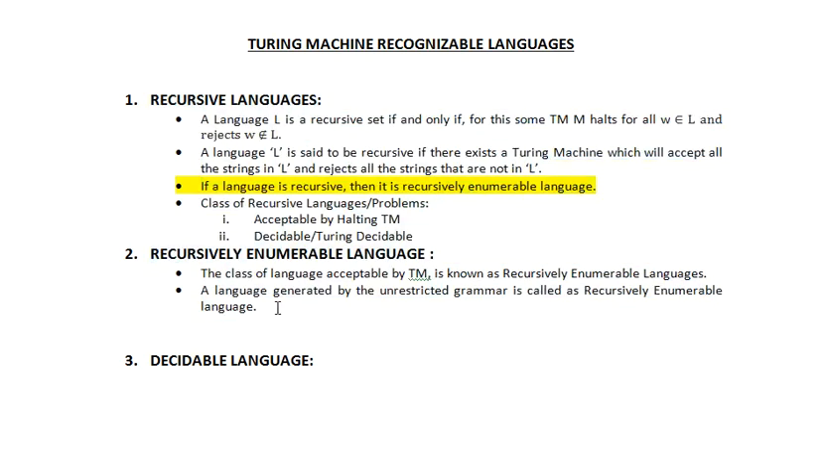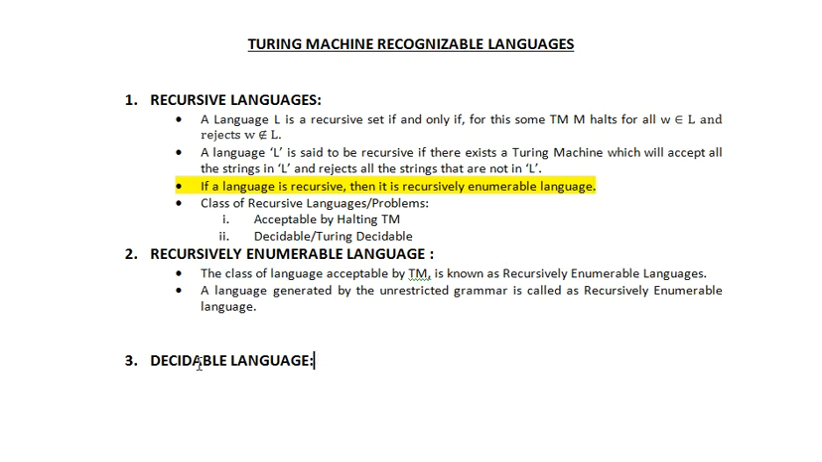Okay. And as I've already told you, the class of languages acceptable by a Turing machine is known as recursively enumerable language. Okay, and the language generated by this is called the unrestricted grammar, because generation always depends on the grammatical part. Okay. Now moving to the third one, this is termed as a decidable language.